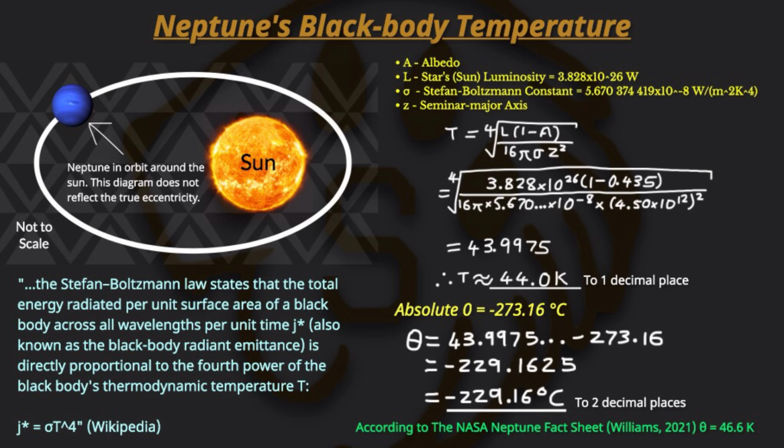But you find that other sources like the NASA Neptune fact sheet say otherwise. It says the value of the black body temperature is 46.6 kelvins. You can convert and see what it is in degrees Celsius, but those are the values that I got.